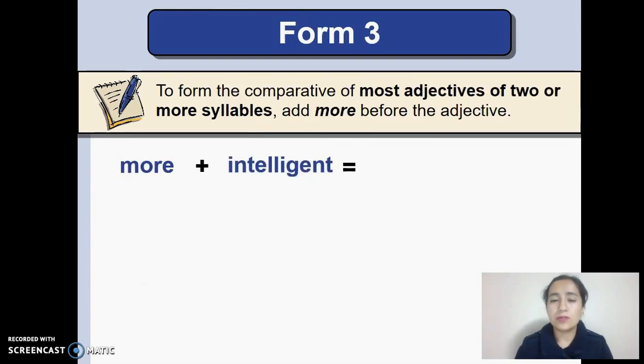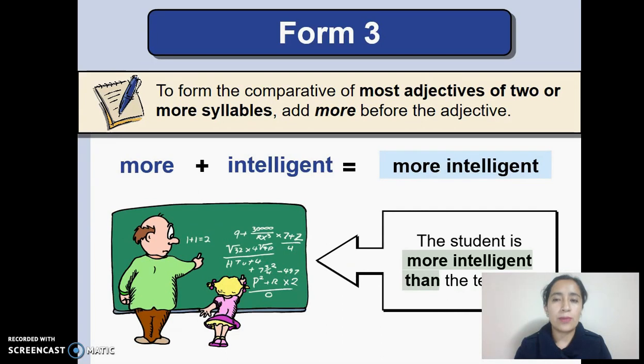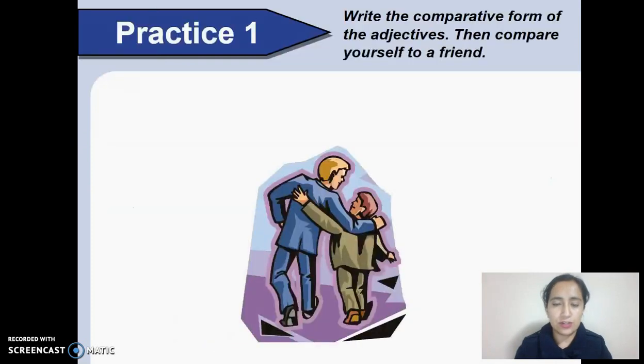And the third rule is for the adjectives that have two or more syllables. In this case, we are going to add more before the adjective. For example, intelligent has more than two syllables, so we add more. More intelligent will be the comparative form for this adjective. The student is more intelligent than the teacher.